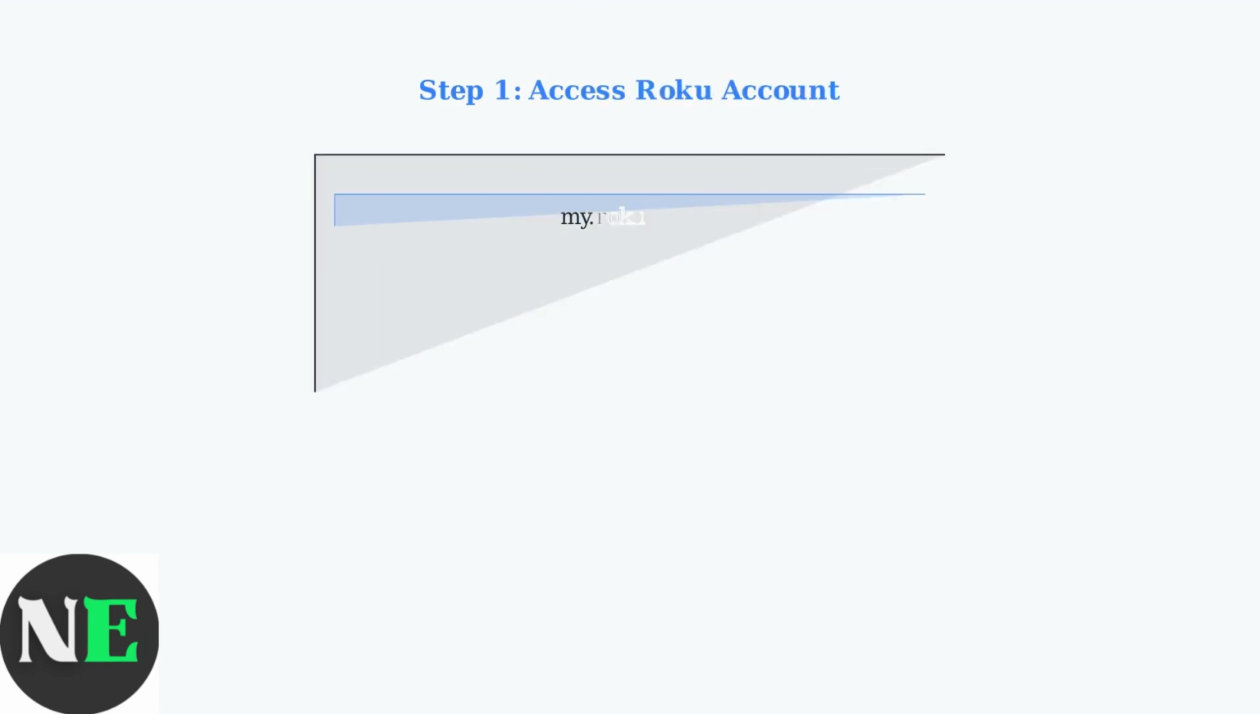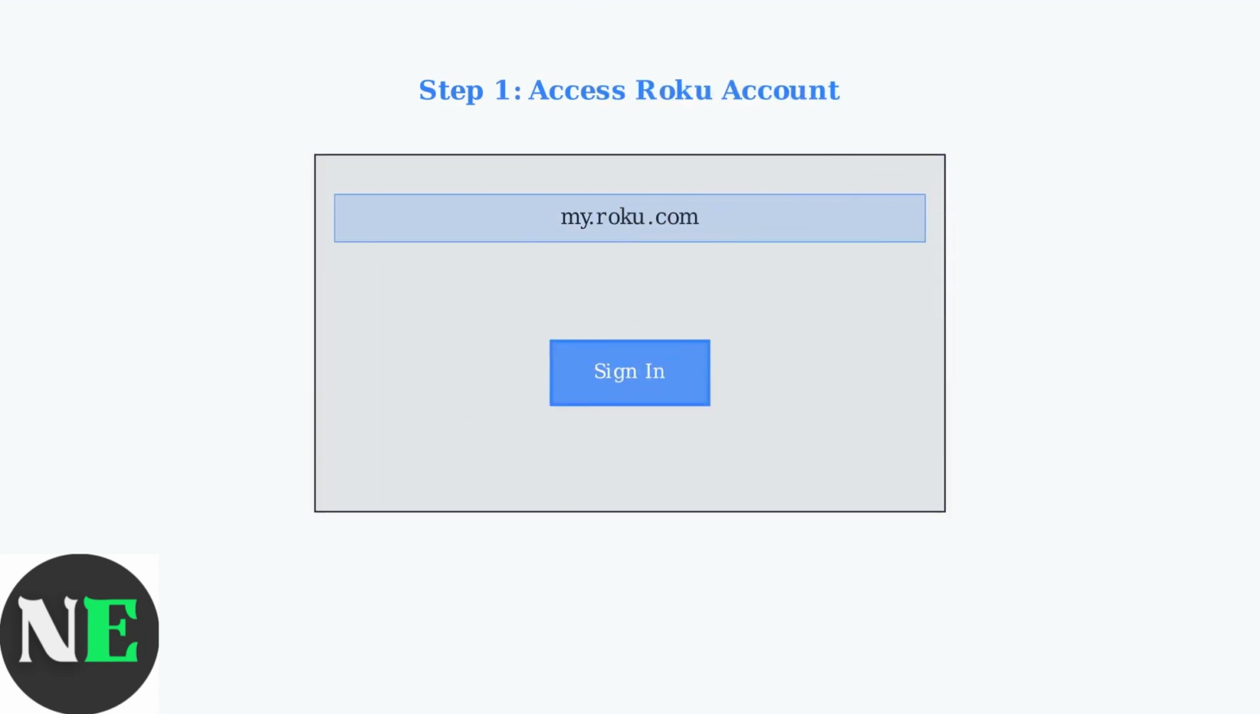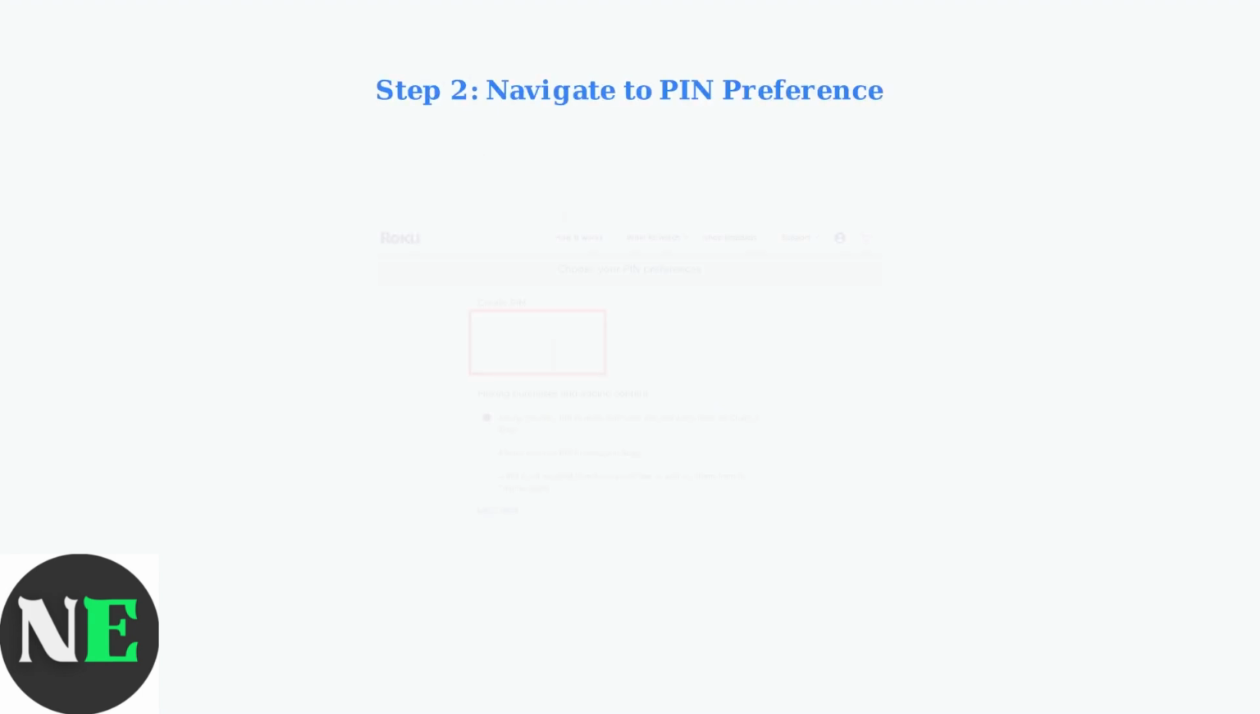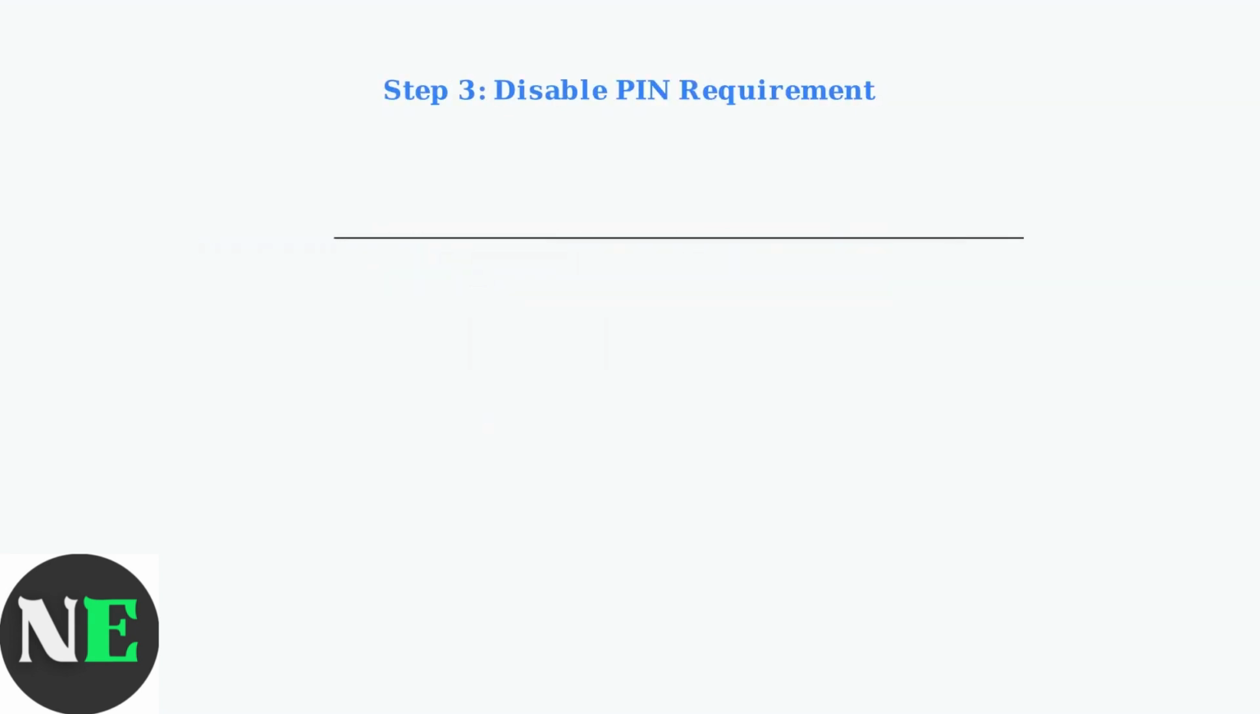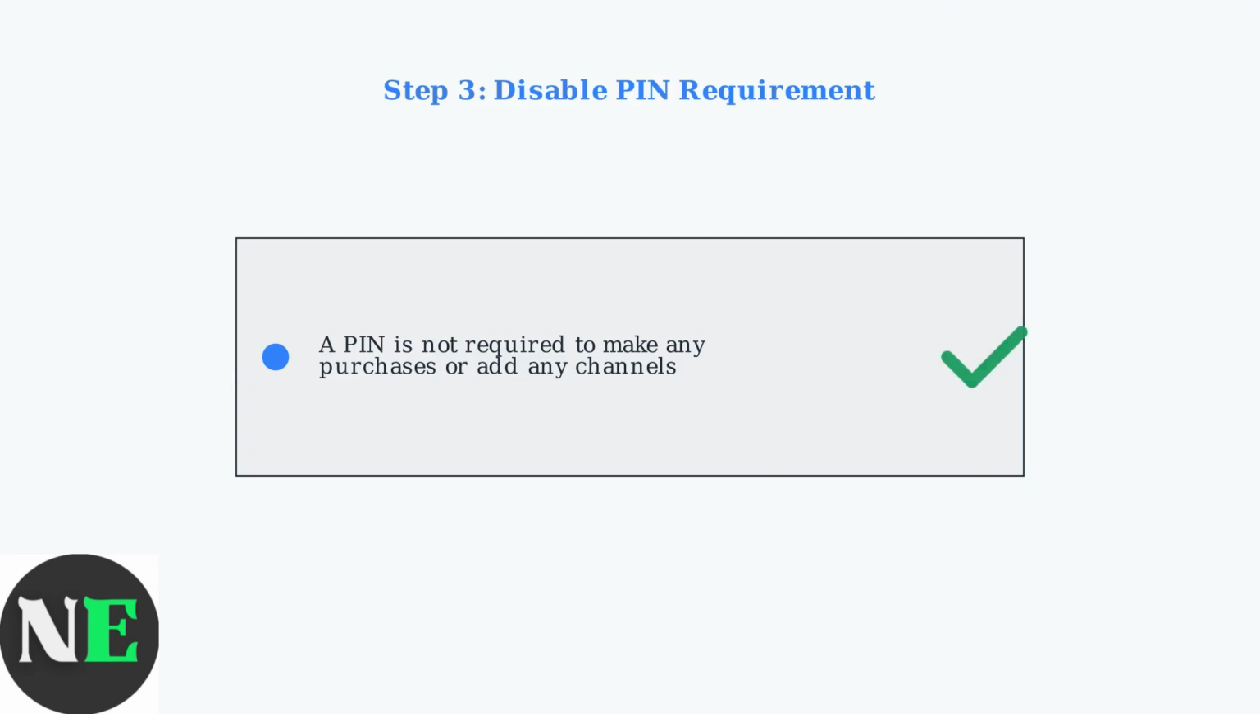First, go to my.roku.com and sign in to your Roku account using your credentials. Once signed in, navigate to PIN Preference and select Update to modify your PIN settings. Select the option that says, "A PIN is not required to make any purchases or add any channels." This will disable the PIN requirement for channel additions.